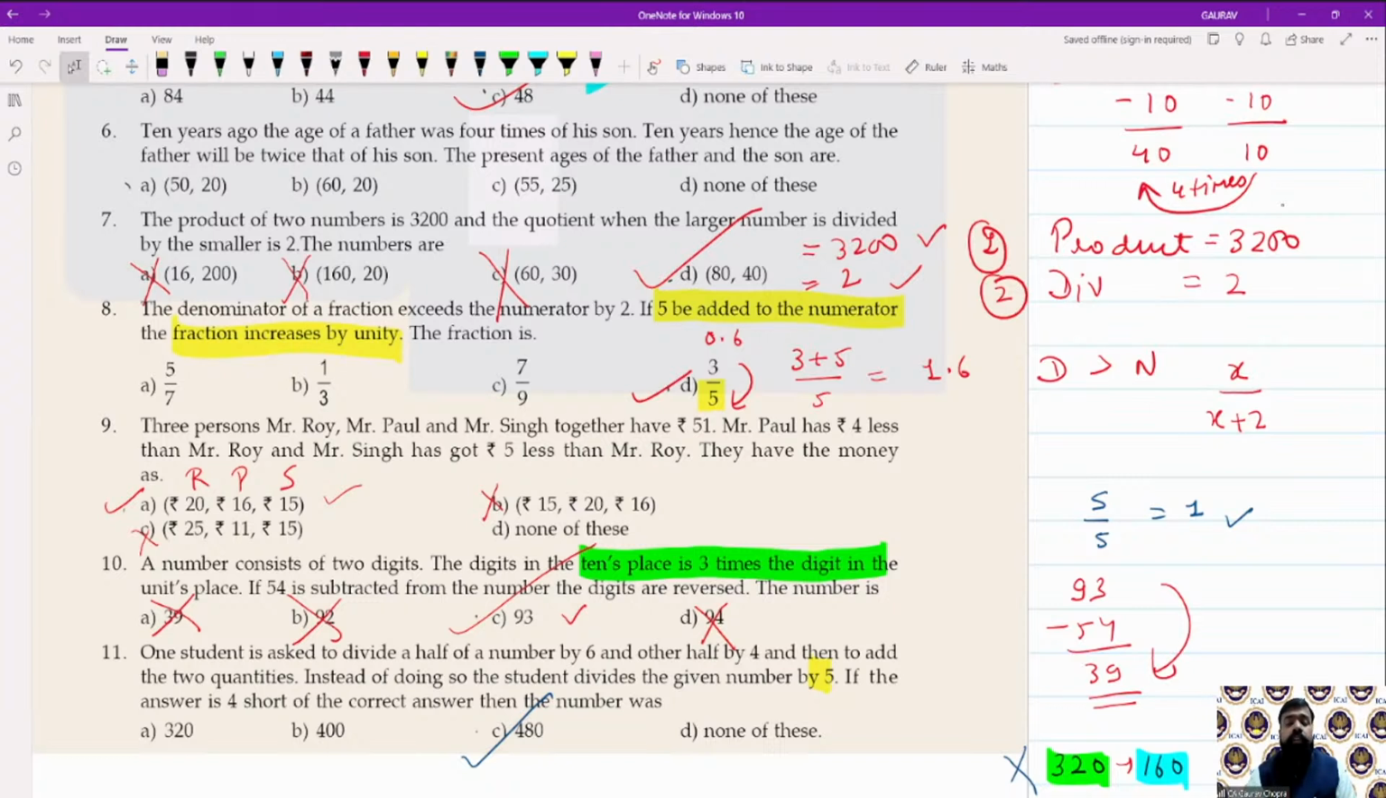See, in question number 7, there are two conditions. The first condition is that the product of the two numbers should be 3200. And the second is that if we divide the greater number, the bigger number, by the smaller one, the result should be 2. So we have to check which option is satisfying this condition. Only option number D is satisfying the condition. 80 into 40 is 3200 and 80 divided by 40 is 2. So only option number D is satisfying this condition.